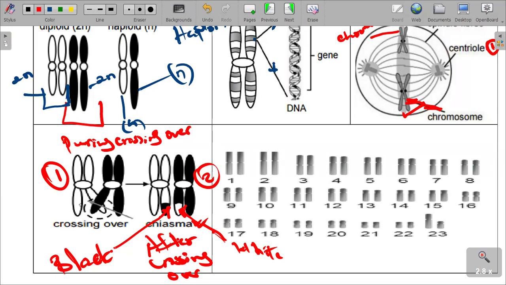And then we say the point of crossing over is the chiasma, which is shown by this dotted line, showing that it's a point of crossing over. That point of crossing over is called the chiasma. I'm sure you can relate this very well. You can see and make sense of this.